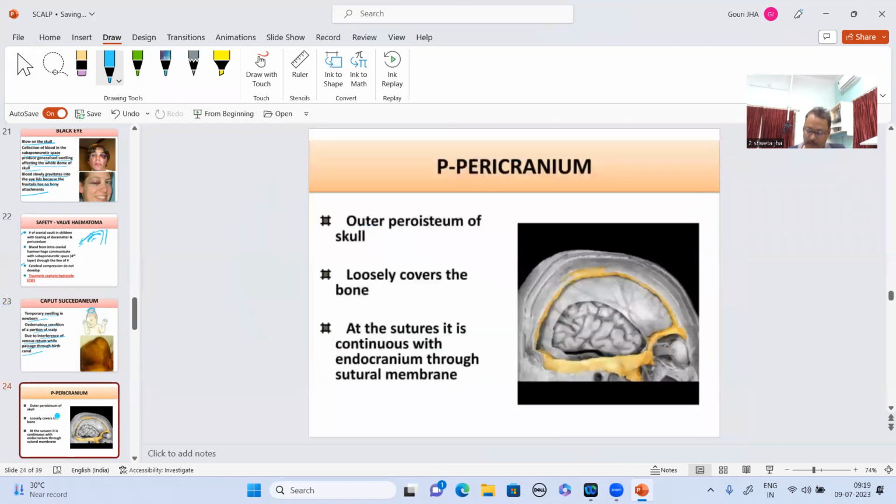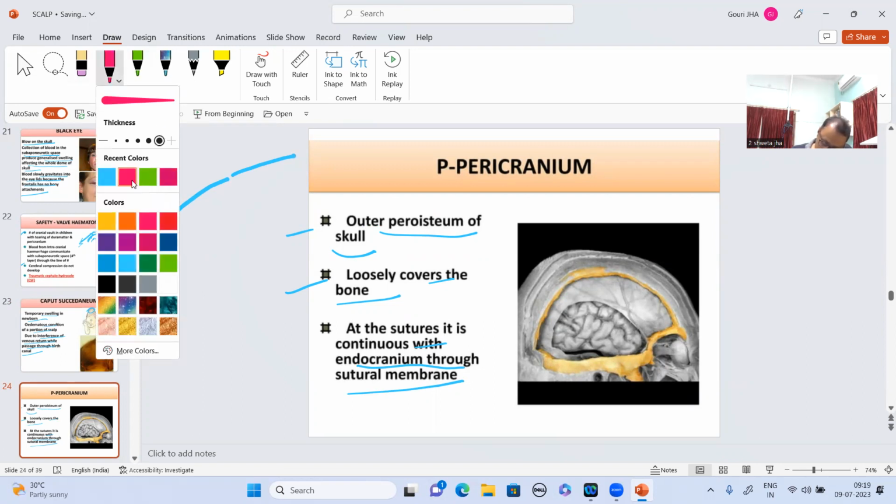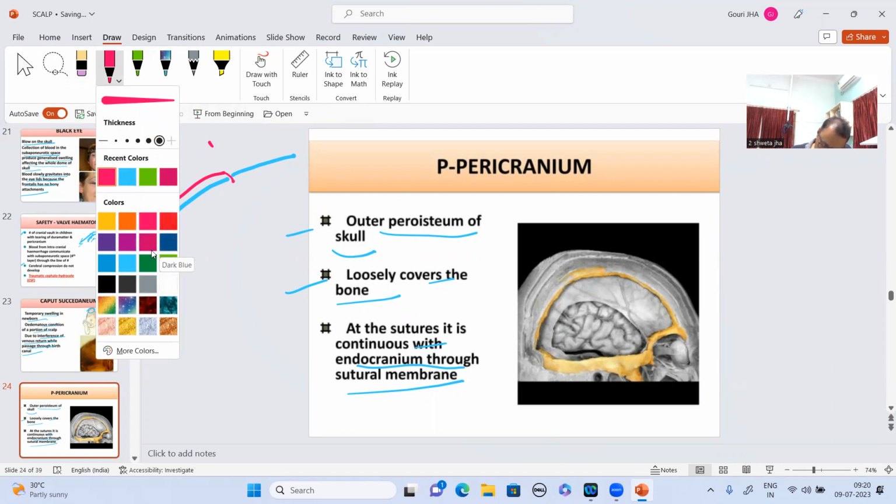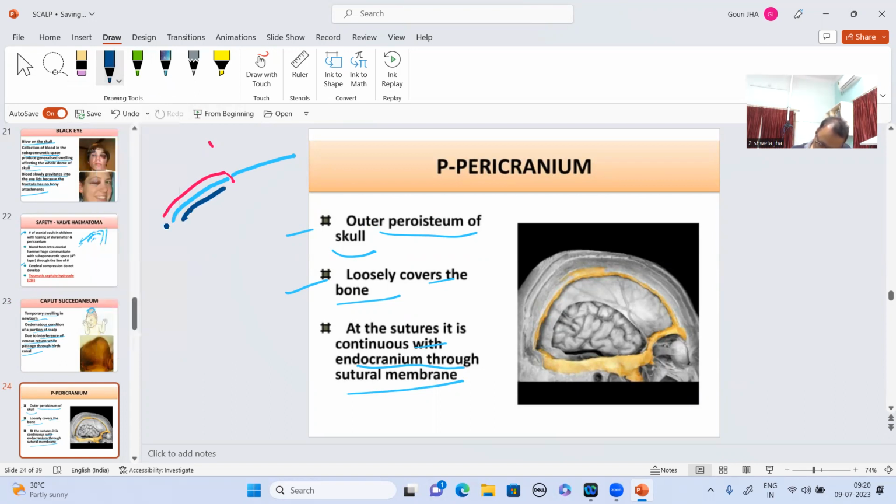Now coming to the fifth layer, the pericranium, which is the outer periosteum of the skull. It loosely covers the bone, and at the suture it is continuous with the endocranium through the suture line. What happens over there? We have the bone over here and the suture over here. The pericranium is attached to the bone, but at the suture line it goes inside and gets attached to the endocranium.